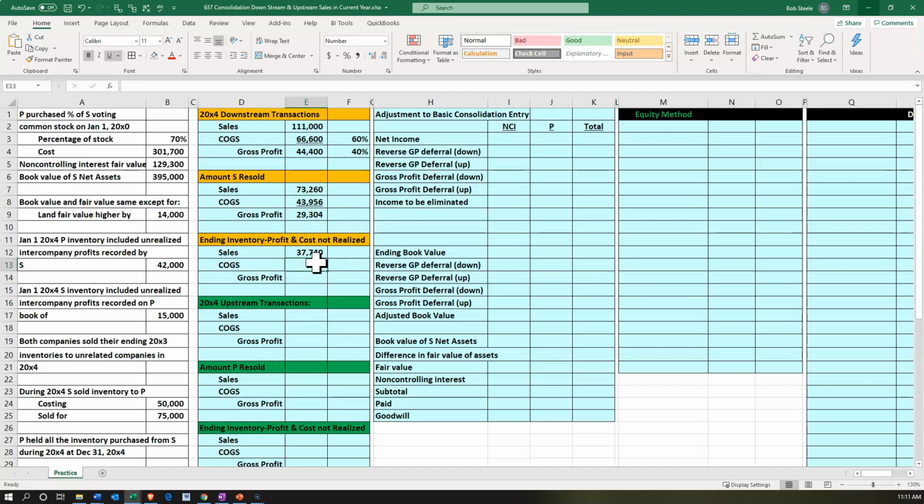And then for the cost of goods sold, I could take that 37,740 times the 60%, or I can just take the same subtraction, the 66.6 minus the 43,956.